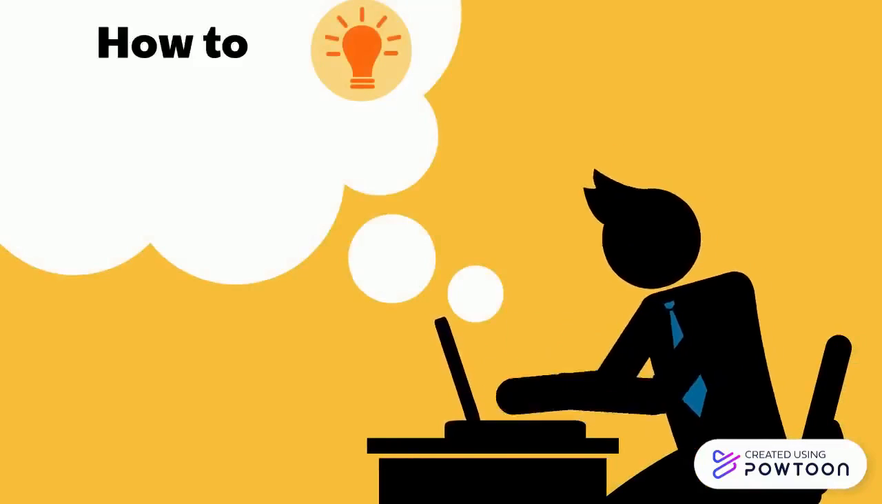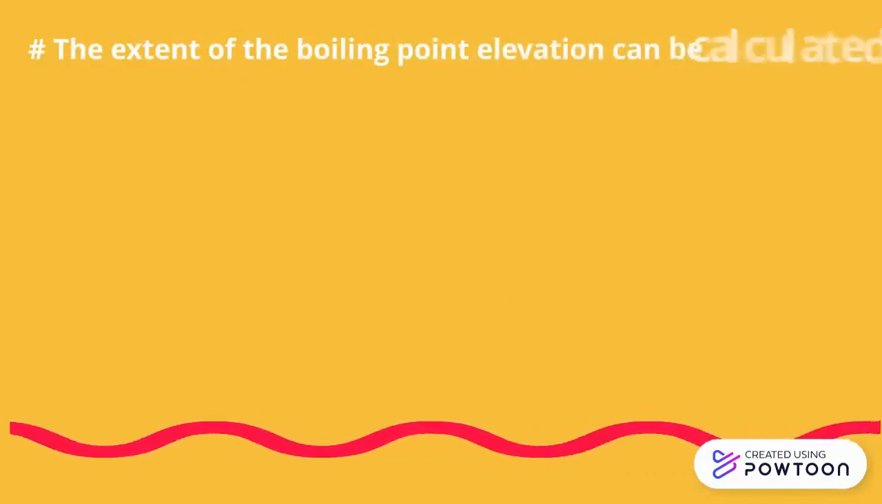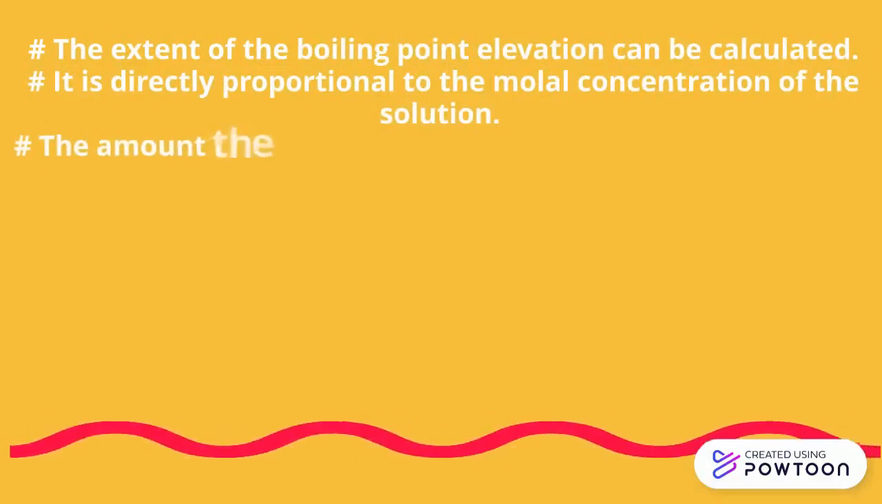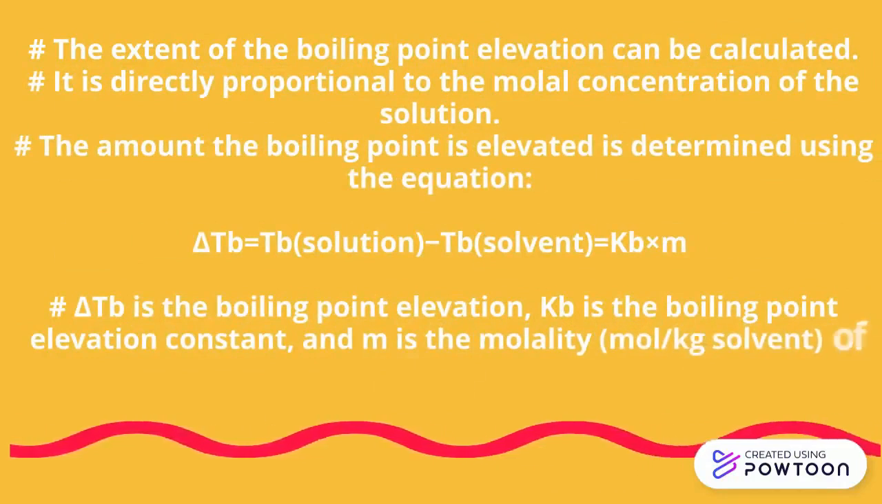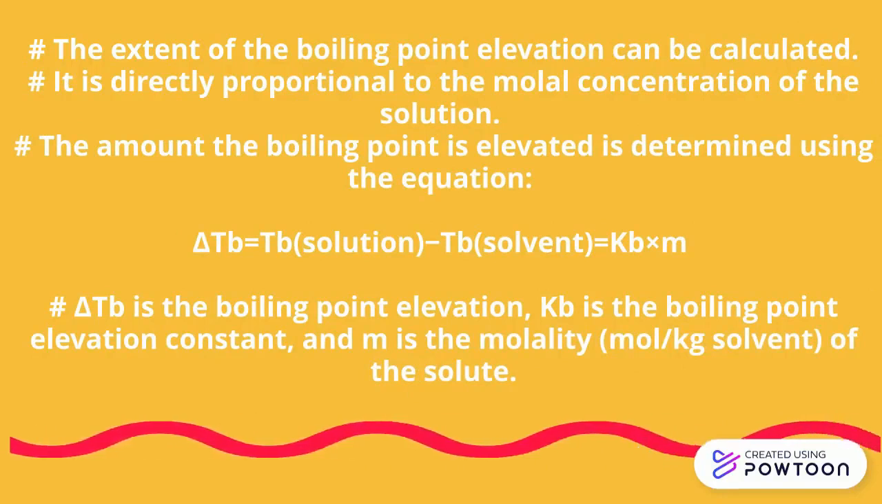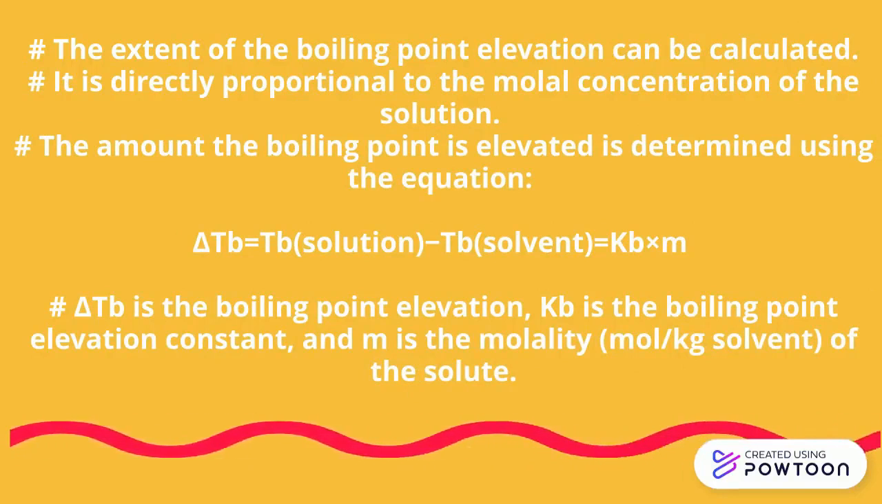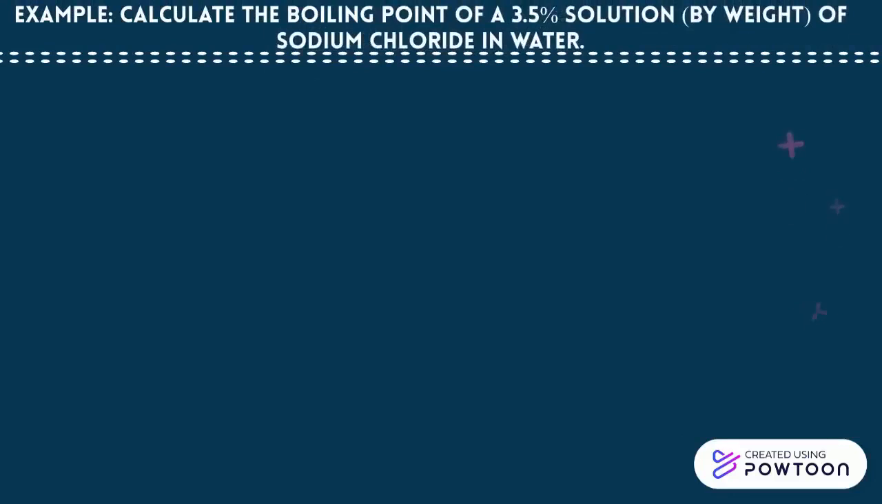Now, let's move on to how to calculate the elevation of boiling point. The amount of boiling point elevation is determined by using the equation delta Tb equals Tb solution minus Tb solvent, which results in Kb times m. Delta Tb is the boiling point elevation, while Kb is the boiling point elevation constant, and m is the molality of the solute. As an example in the slide shown, it explains how to calculate the boiling point of a 3.5% solution by weight of sodium chloride in water.